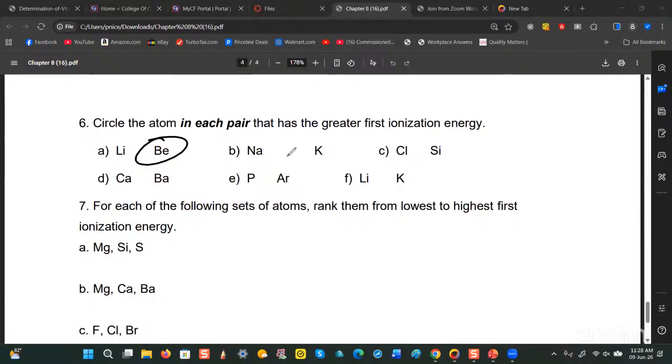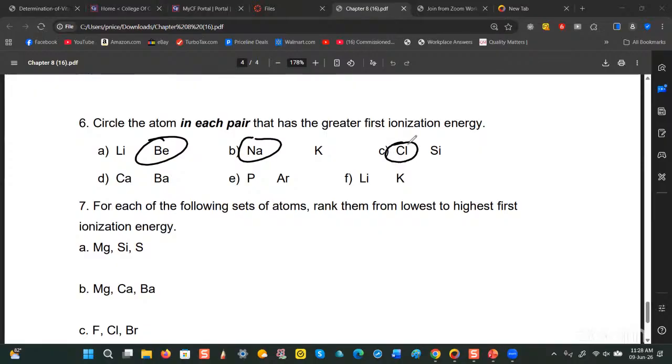Sodium and potassium. Now in this case, sodium is above potassium in the same group. Right? And what did we say about going down a group? It decreases, right? So which of these would you expect to have the greater first ionization energy? Sodium, exactly. What about chlorine and silicon? Okay, where are they? Chlorine is to the right of silicon. So which one of those two would you expect to have the greater first ionization energy? Chlorine, okay.